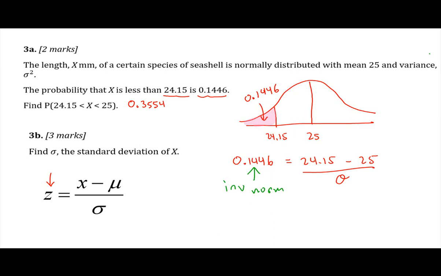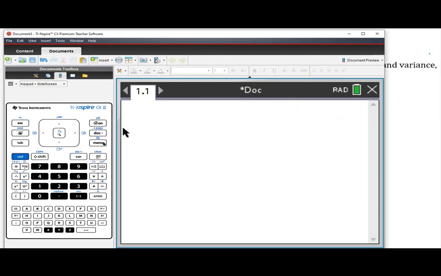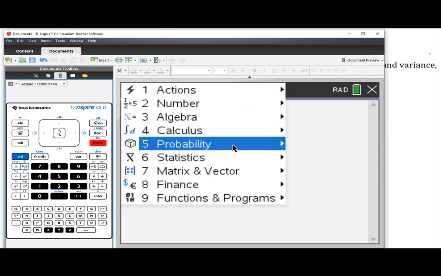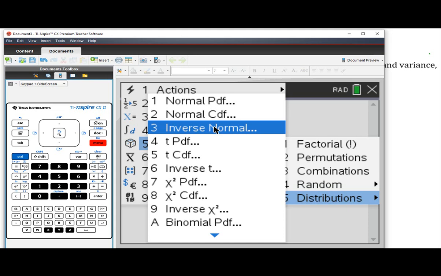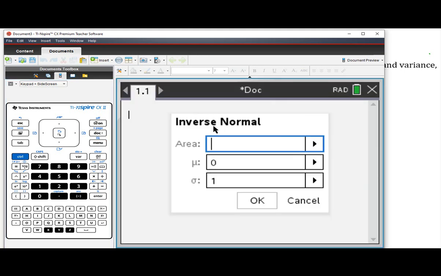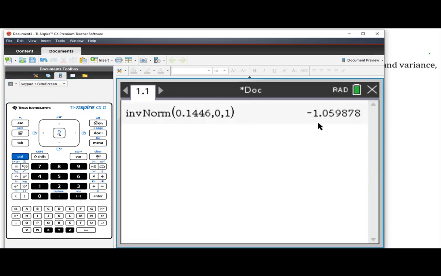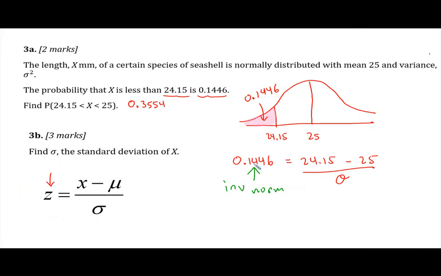So let's go to the calculator. Let me show you how to calculate this. Menu, probability, distributions, and we want to go to inverse normal. The area was 0.1446, and leave this 0 and 1. Click OK, and we get this value: negative 1.059878. So this value, after we inverse norm, is negative 1.059878.